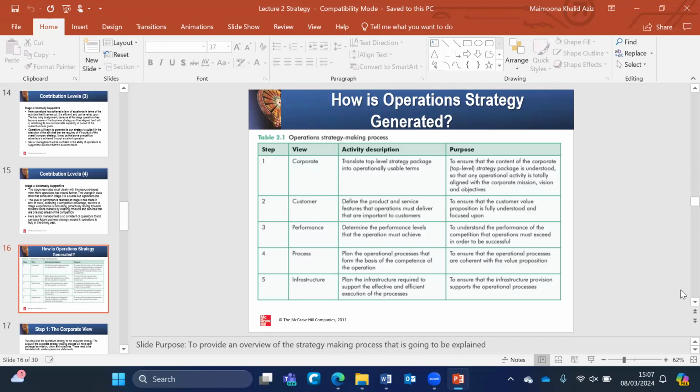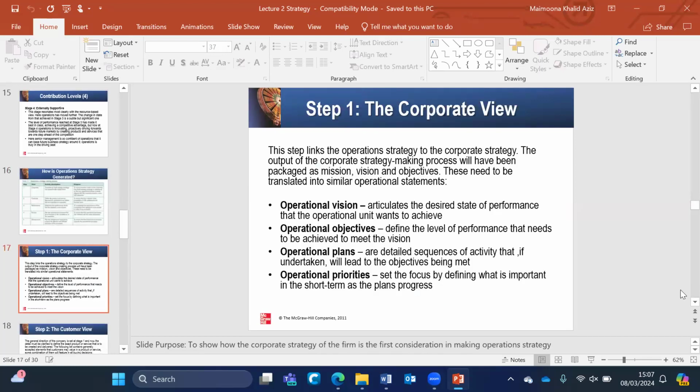That means how is our operational process going to be like? What do we need out of it? How well do we expect everything to work? And then there's infrastructure. That means we plan and we see what type of infrastructural support our business needs. Okay, so in the corporate view, there's the operational vision, there's objectives, there's plans and priorities.